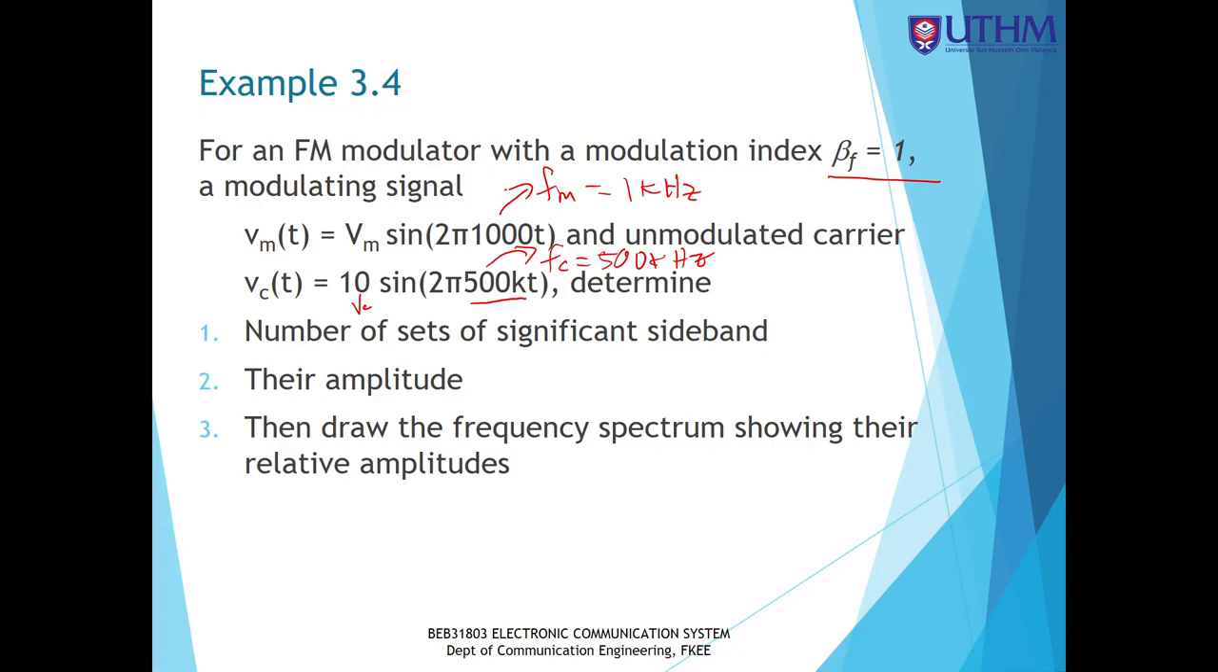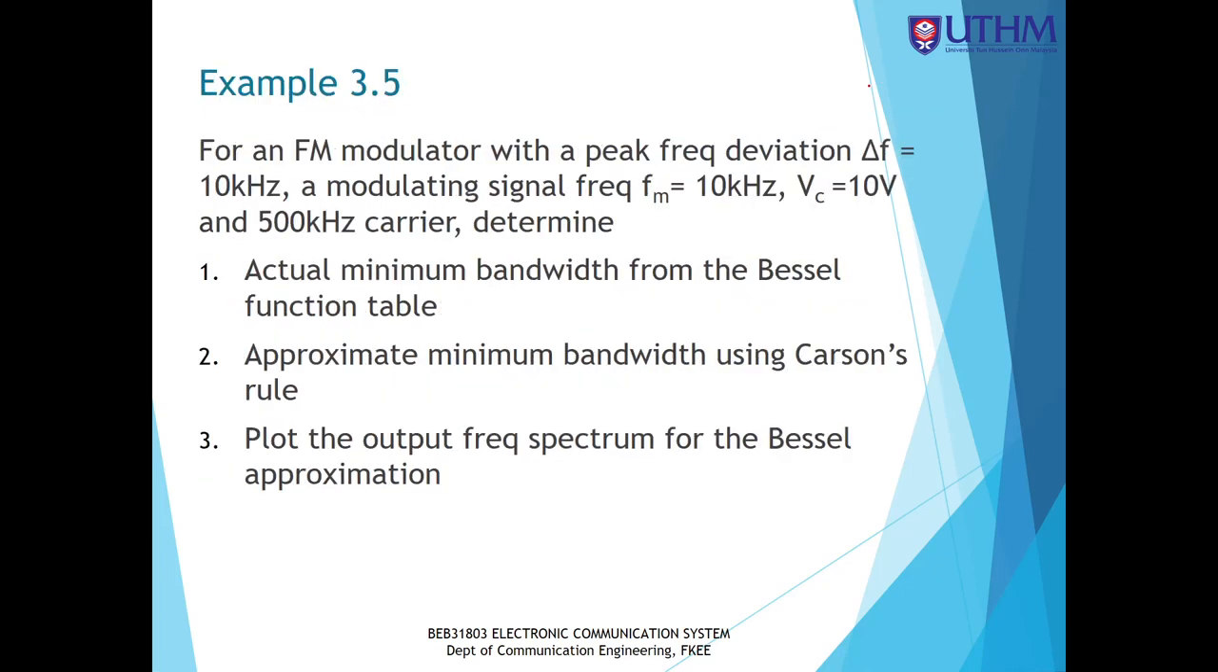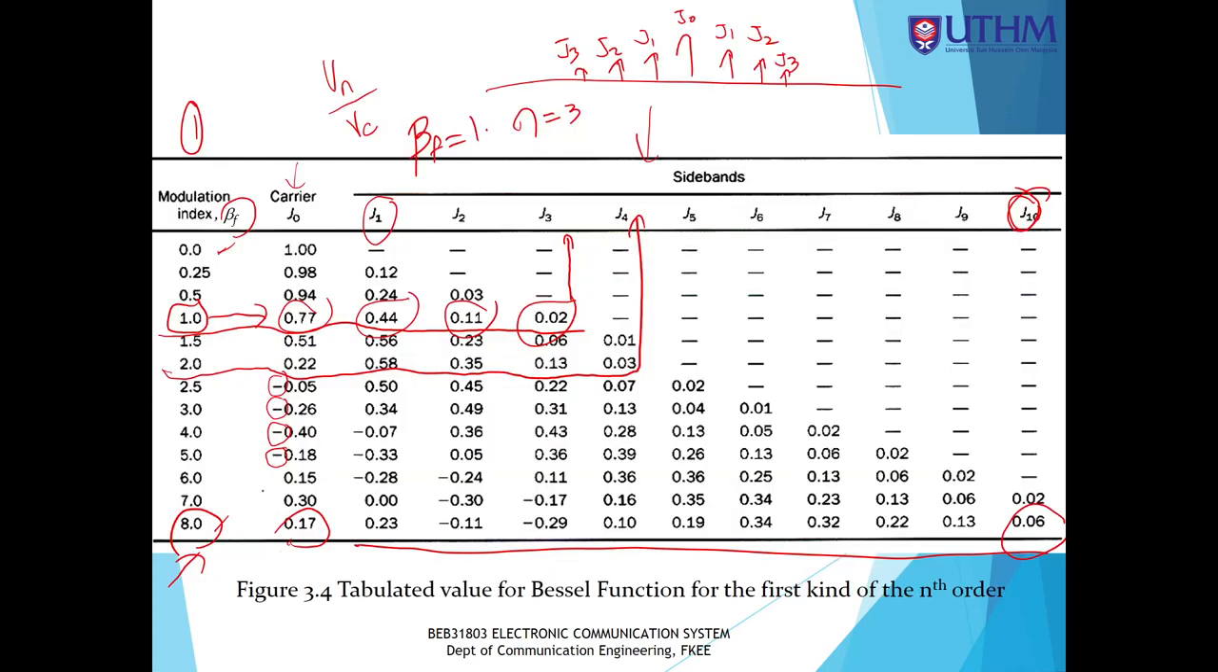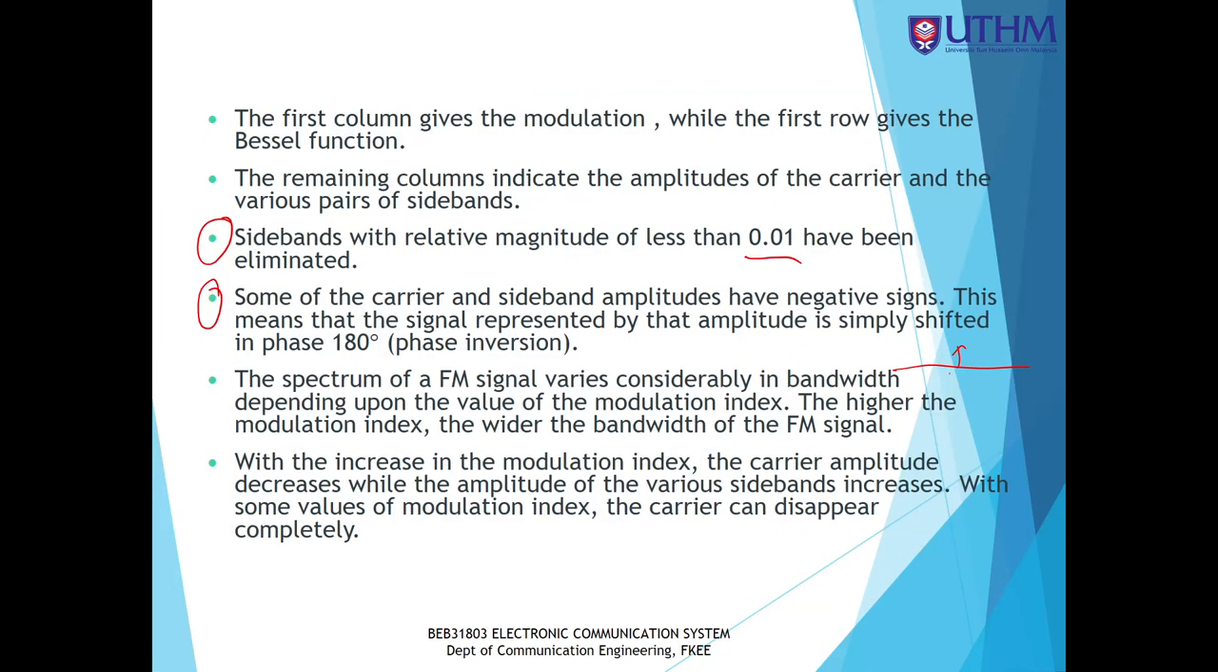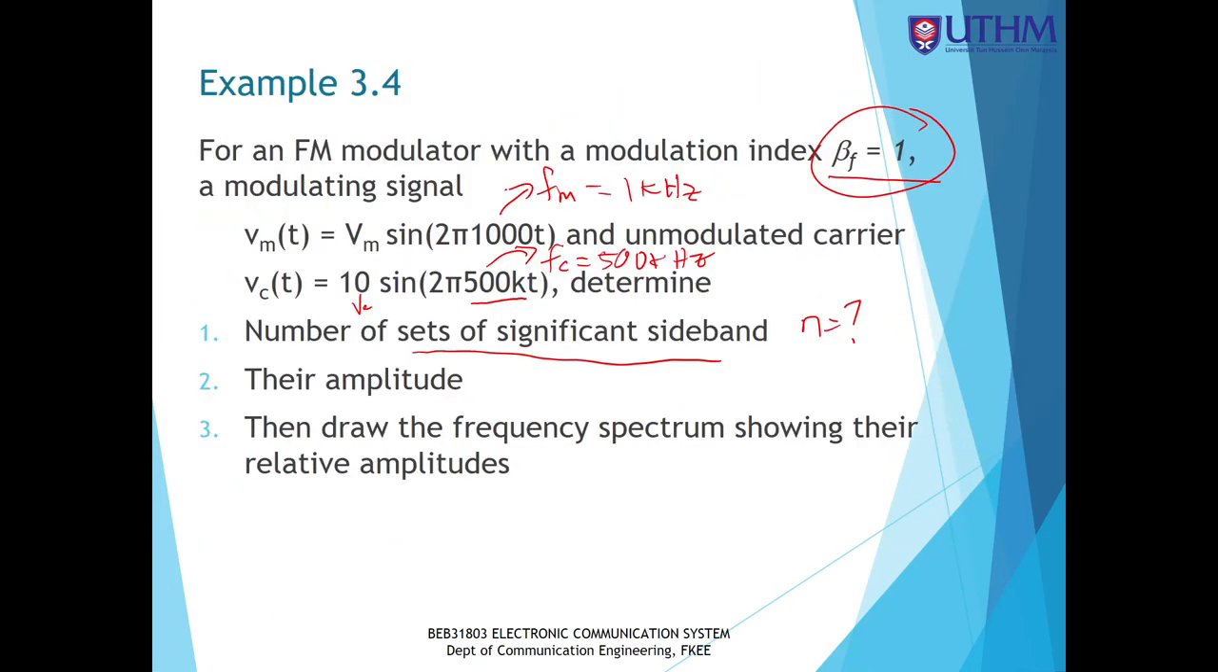Okay. So the question asks, determine the number of sets of significant sidebands. So the question asks how much is the value of N. If you look in the table for beta F equal to 1, you will get the number of pairs of significant sidebands, equal to 3. So N is equal to 3. This is a straightforward question.